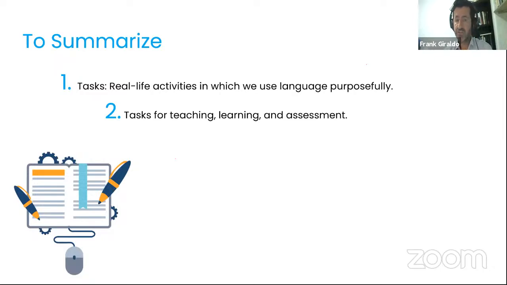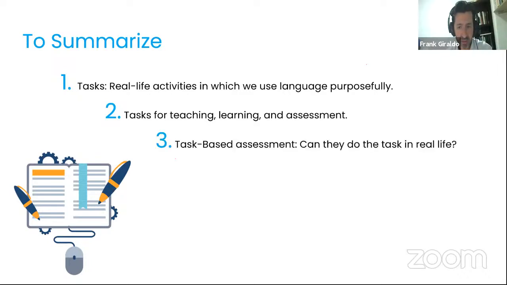We can use tasks for teaching, learning, and assessment because they are the driving force for a lesson, for a course, for the entire year, for a month. It's your planning. When you do task-based assessment, the final question is, can my students do this task in real life? Even if they make language mistakes, even if they forgot about a little something, but in general terms, can they do the task? And for task-based assessment and teaching, there were two interfaces that we covered today.